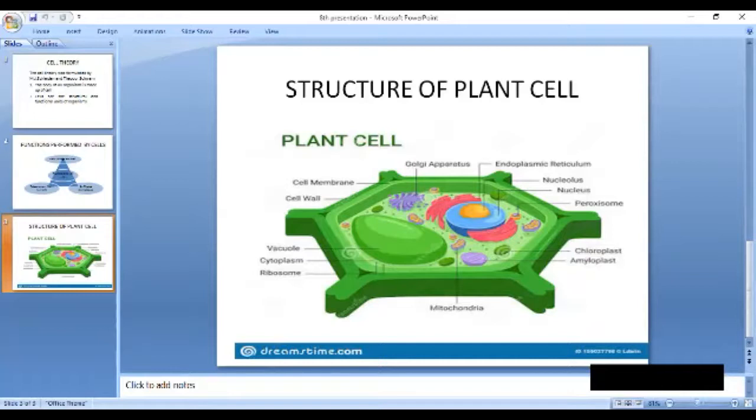What is the function of chromatin reticulum? Chromatin reticulum consists of DNA. On this DNA, genes are present. These genes help in the production of proteins, or control the production of the protein.